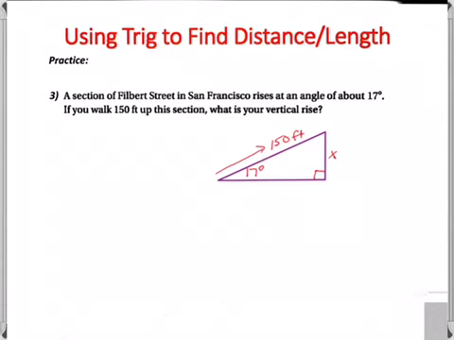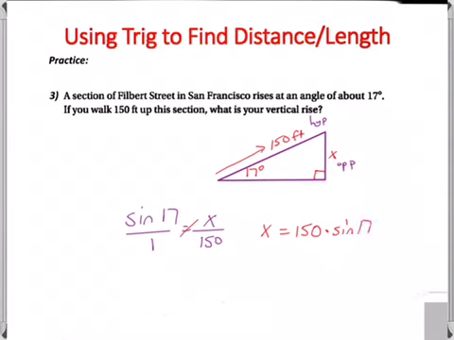So right now, they've given us an angle, they've given us the opposite side, and they've given us the hypotenuse. Opposite and hypotenuse gives us the sine function, so the sine of 17 over 1 equals x over 150. At this point, we want to cross multiply, so x times 1 gives us x, and then 150 times the sine of 17. And so at this point, we can plug this into our calculator, and we get that x, or the vertical rise, is right around 43.86 feet.